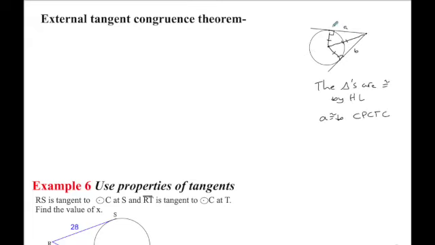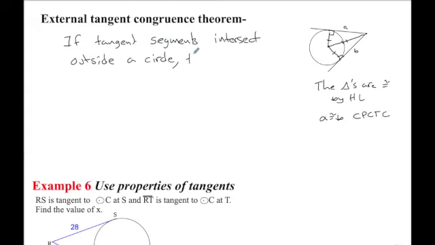It says if tangent segments intersect outside a circle, then they are congruent. Let's make a note here that this segment, we're talking from this point to this point. So really the tangent segments that are congruent, that would be this segment here and this segment here. All right, let's go ahead and use that property now.